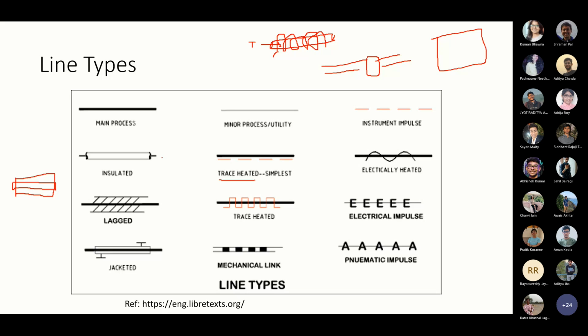It's actually similar to the insulation only, but the only thing is the drop in temperature is significant. Then only we will get this representation.